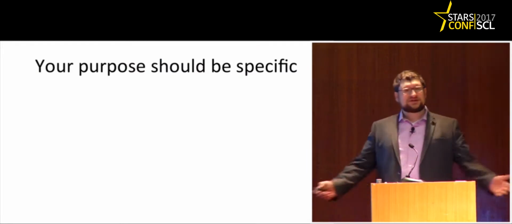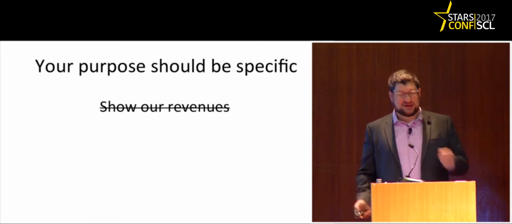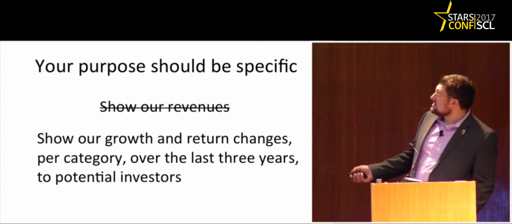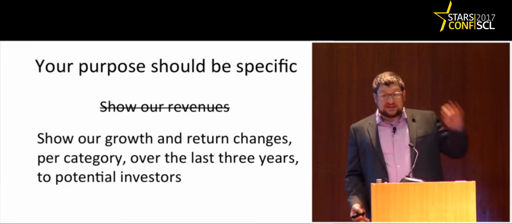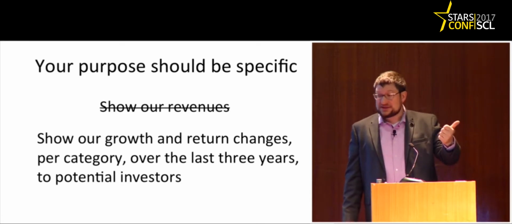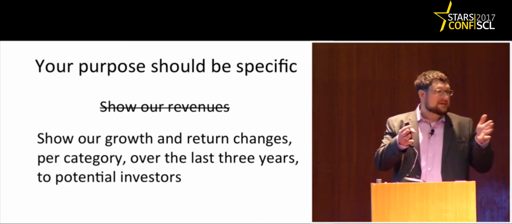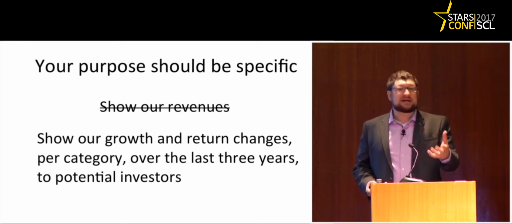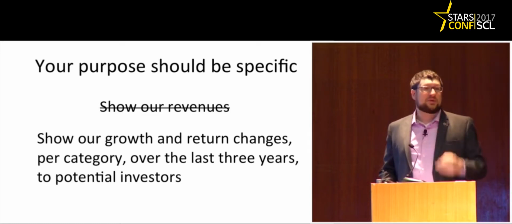Showing the revenues. It's not very exciting. We all know that we have revenues. We know we have to talk about it. But if we can get really specific about what we have to show, the growth and return changes per category over the last 3 years to potential investors, this is really good, because as a designer, this makes my life easy. It tells me who my customer is. It tells me what data I need to include. It gives me some constraints on what time period I need to use. This is really helpful, and it helps me make a more precise document. It helps me make a better map to give to the customers if I can really clearly say exactly who it's for and what we want to show them.